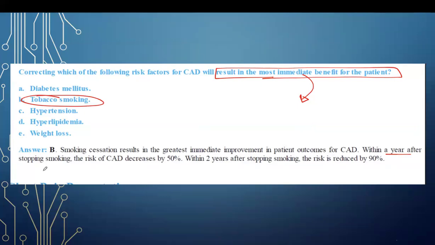Within a year after stopping smoking, the risk of coronary artery disease is reduced by 50%. Within 2 years of stopping smoking, the risk is reduced by 90%, which is significant. So that's why we say that this is the most immediate benefit. If a patient can stop smoking, the benefit of reducing their risk is significantly high.